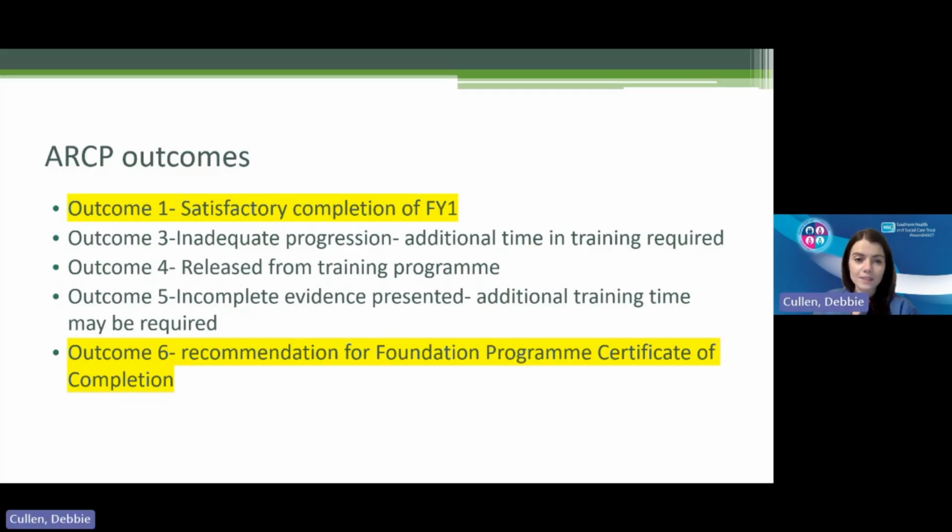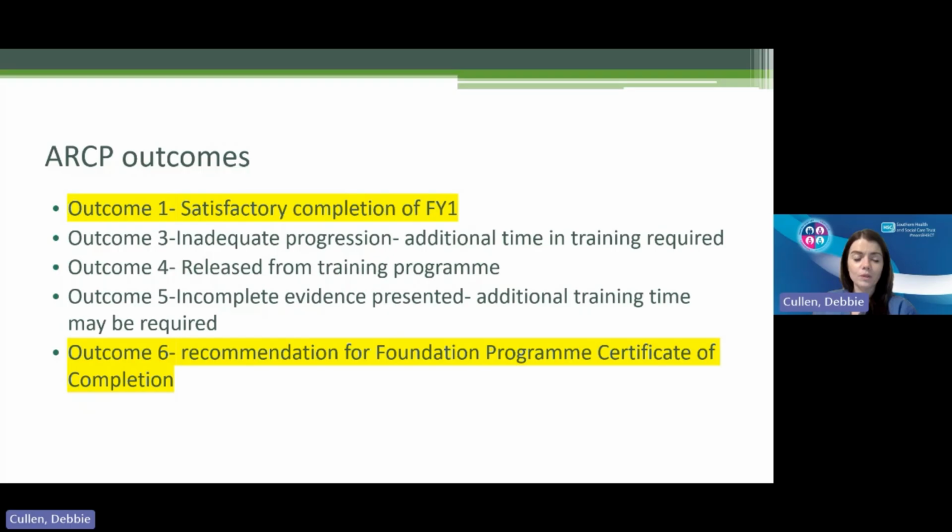And there are outcomes between 1 and 6. You'll probably notice there is no outcome 2 in this slide, and that's because there is no outcome 2 awarded to foundation training. So the other outcomes, outcome 3, is that we feel you've had inadequate progression for various reasons, and the panel would recommend that you need additional time in your training to meet the requirements of FY1 or FY2. Outcome 4, I'd just like to reiterate, is exceptionally rare in foundation training, and that is release from the training programme, and that would require meetings with your foundation school director.